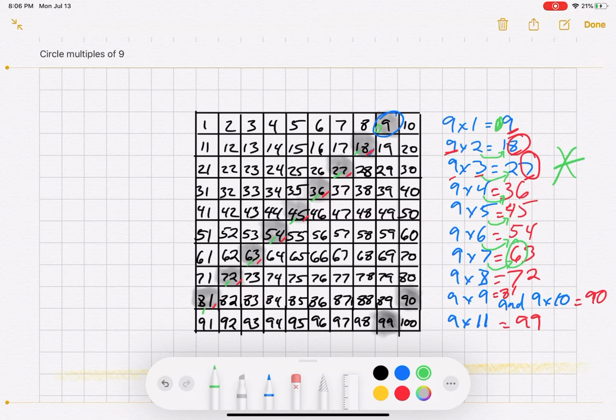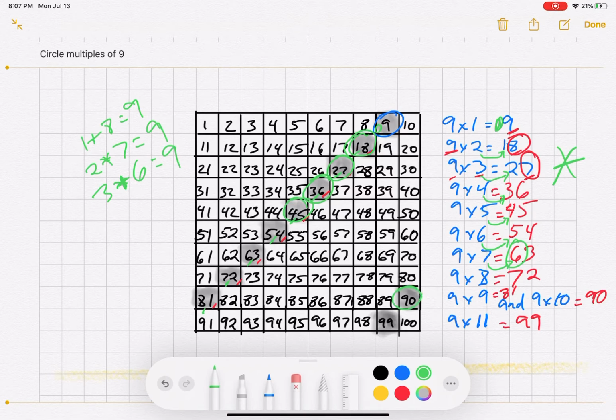Also, this is really interesting. When I'm multiplying, I can check to make sure a number is a multiple of 9 when I look at the two digits. So I have the answer is 18. 1 plus 8 equals 9. The answer is 27. 2 plus 7 equals 9. The answer is 36. So 3 plus 6 equals 9. 45. And does this work for all of them?